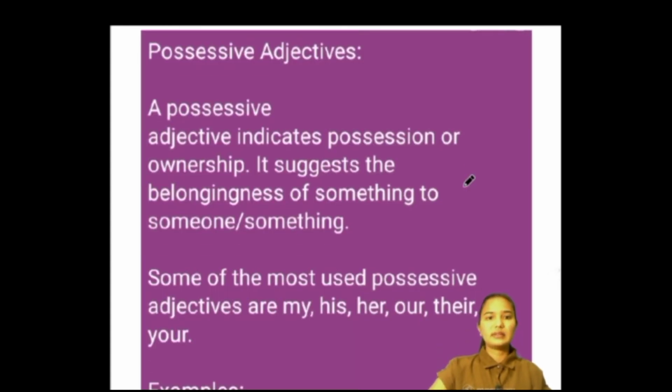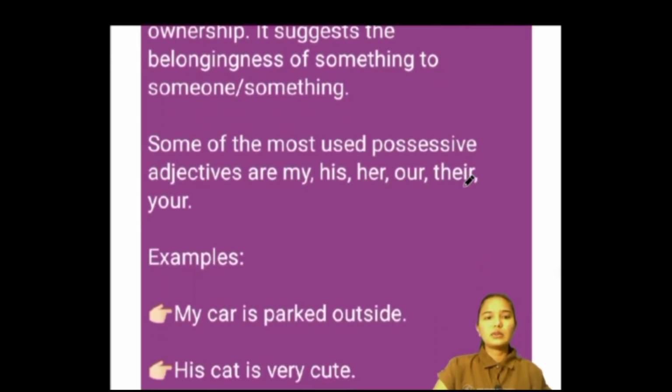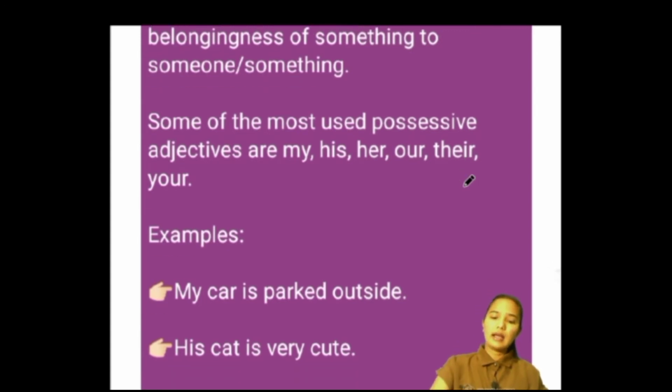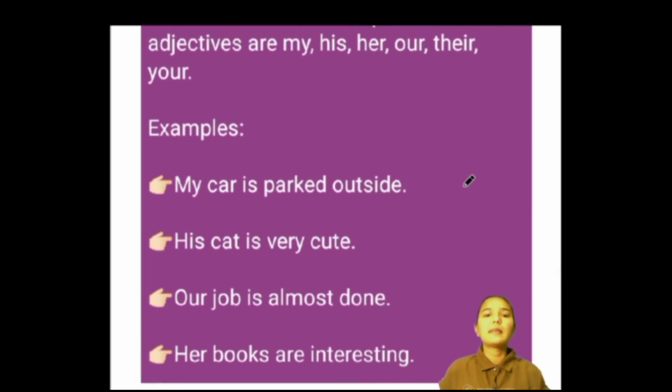And the next is possessive adjective. Possessive adjective indicates possession or ownership. It will tell us who owns that. It suggests the belongingness of something to someone or something, right? Some of the words used as possessive adjectives are my, his, her, our, their, your. Now look at the example: My car is parked outside. It's very clear whose car that is. That is mine. His cat is very cute. Our job is almost done. Her books are interesting.